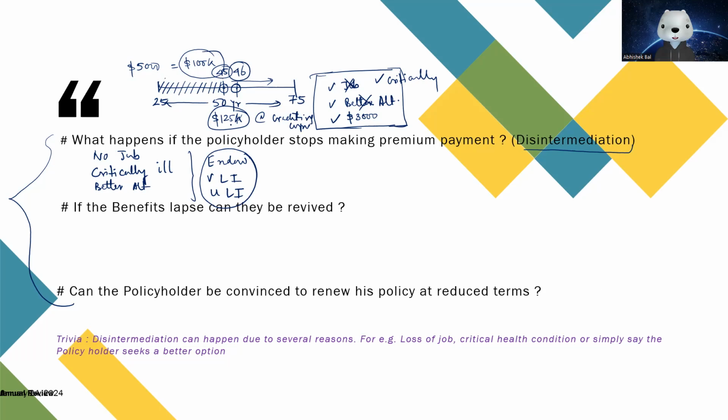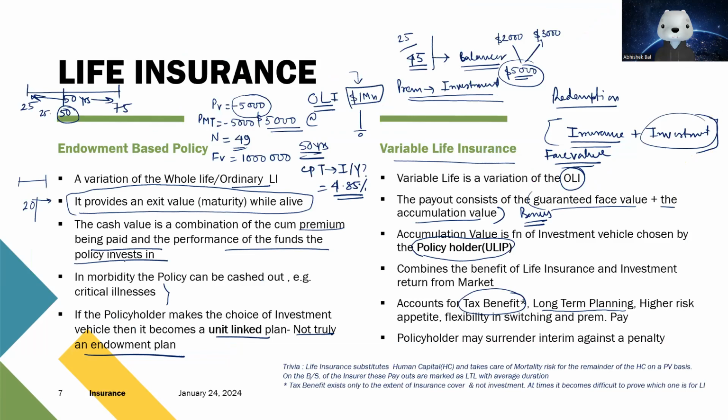Which kind of policy gives us this flexibility? Endowment policy, we just discussed. Similar is the case with variable life insurance policy as well. Variable life insurance policy also gives you that exit opportunity, should you want to exit. Okay. Now, in case you are critically ill, as we said, because of the morbidity, the endowment policy can be cashed out.